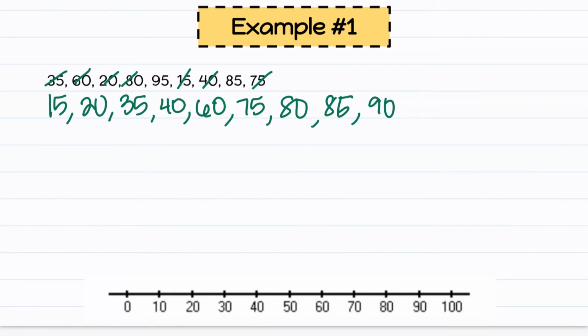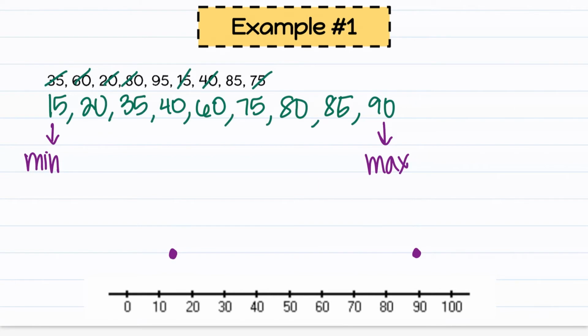So my minimum value is 15. So I'm going to place that dot halfway in between 10 and 20 above my number line. My maximum value is 90, which I will place above the 90 on the number line.